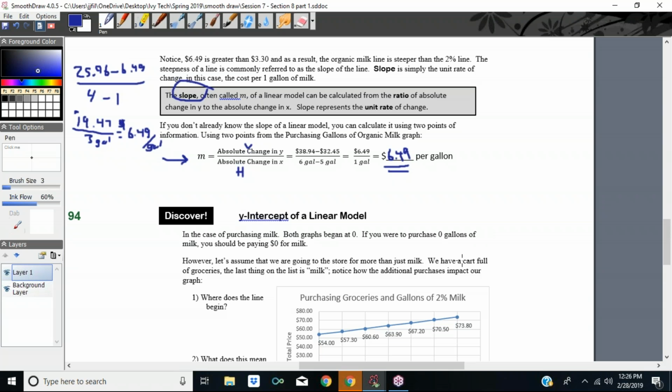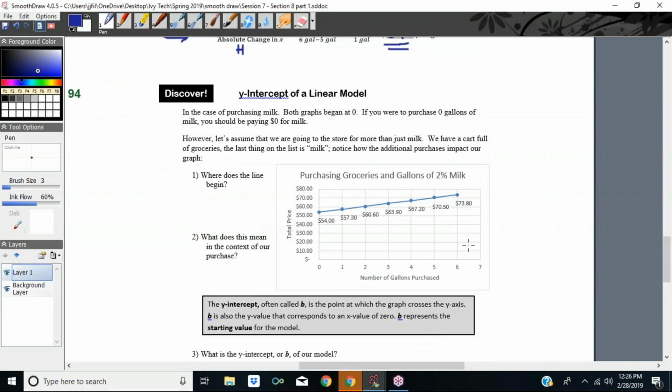And that is the y-intercept. So since in the case of purchasing milk, both graphs begin at 0. If you were to purchase 0 gallons of milk, you should be paying $0 for the milk. However, let's assume that we are going to the store for more than just milk. We have a cart full of groceries. The last thing on the list is milk. Notice how the additional purchases impact our graph. So now our graph starts up here at $54.